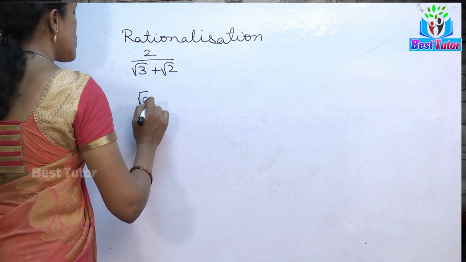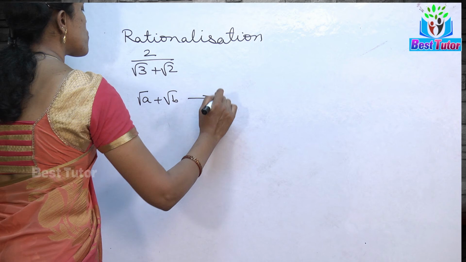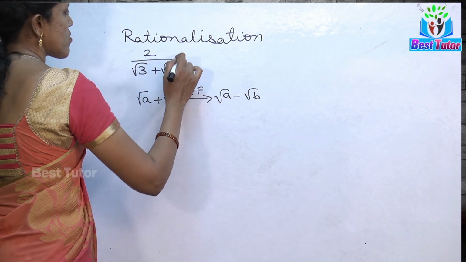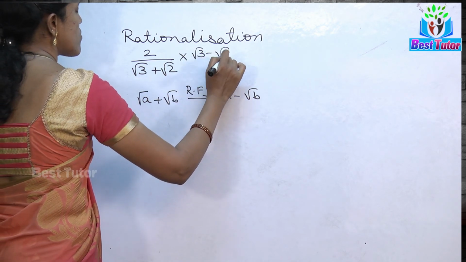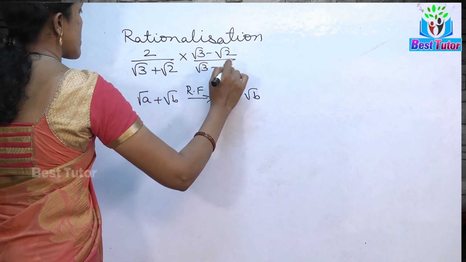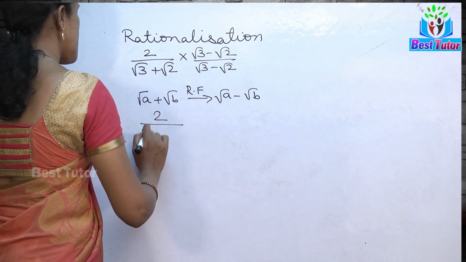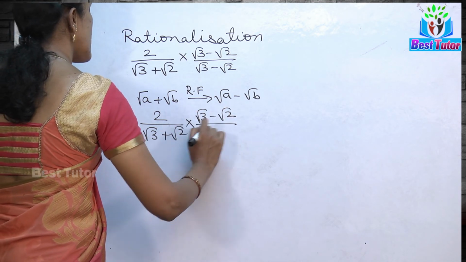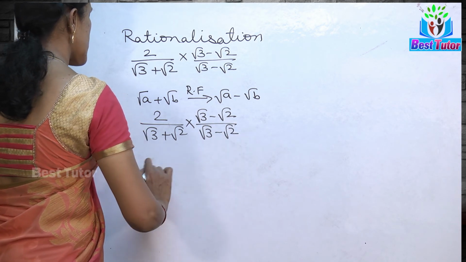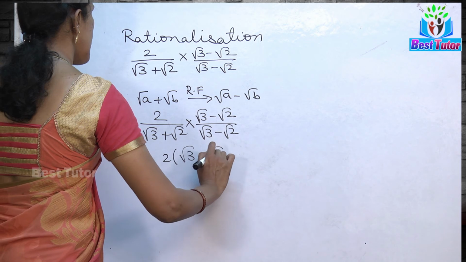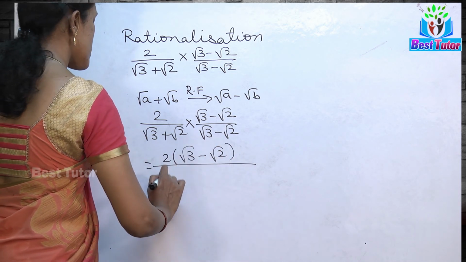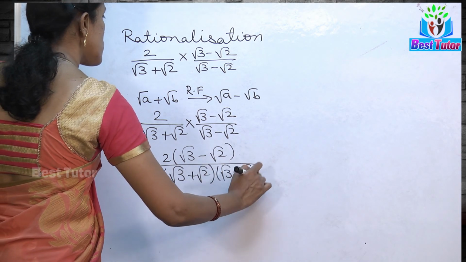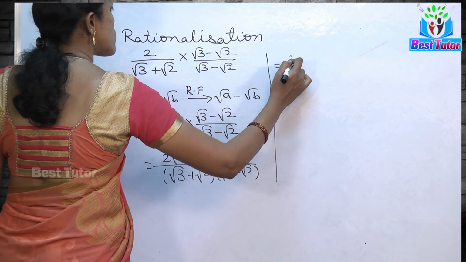I have already explained root a plus root b has root a minus root b as its rationalizing factor. So root 3 plus root 2 will have root 3 minus root 2 as its rationalizing factor. So let us continue the procedure of multiplication. I multiplied both the numerator and denominator with the suitable factor. So we have 2 into root 3 minus root 2 in the numerator, and the denominator is going to be root 3 plus root 2 into root 3 minus root 2.